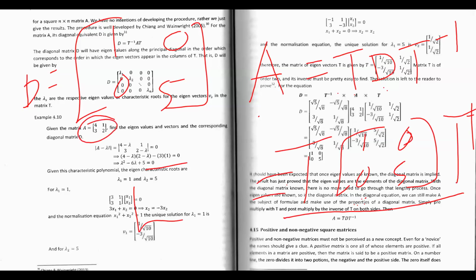You should prove it in your own time. Just prove if it will give you A. You already know A. A is 4, 1, 3, 2. Just try to prove the diagonal times the transformational matrix.